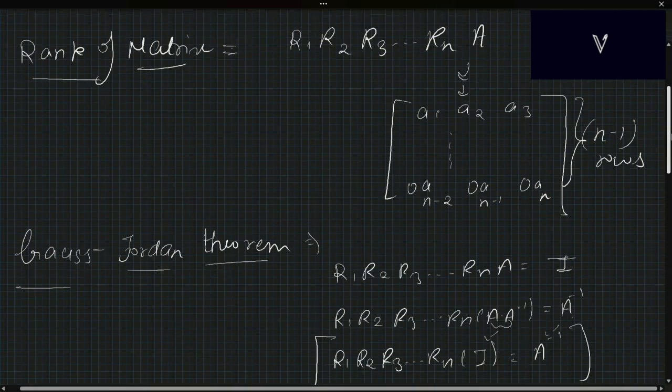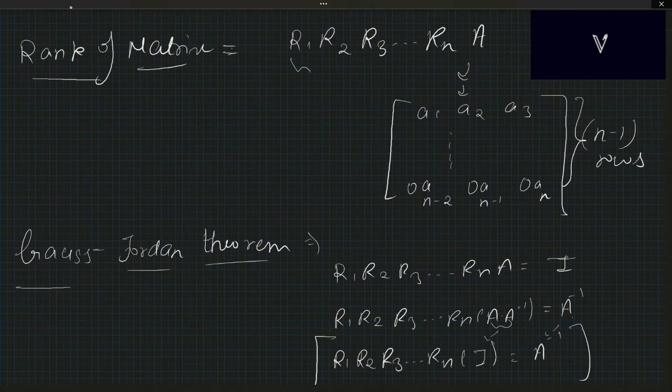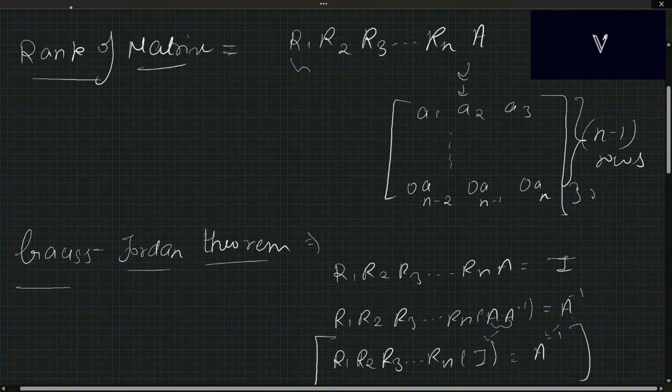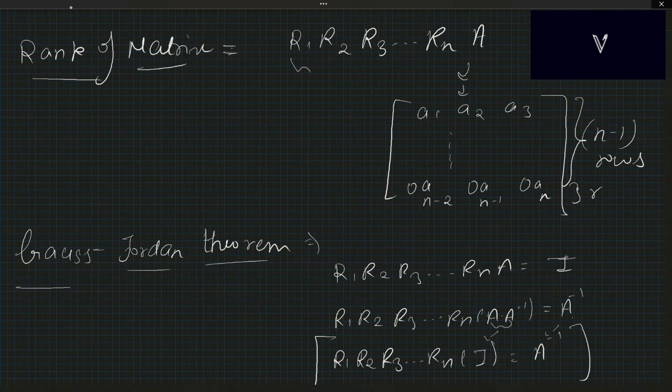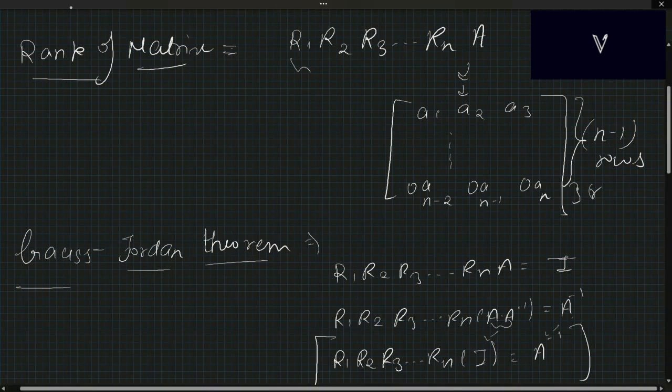Now let's get started. Rank of the matrix. Here R1, R2 till Rn are the row transformations we did on A, such that it transforms A into this type of matrix where there are r zero rows, meaning each element is multiplied by zero. So let that number be r, and the rank of this matrix will be n minus r.